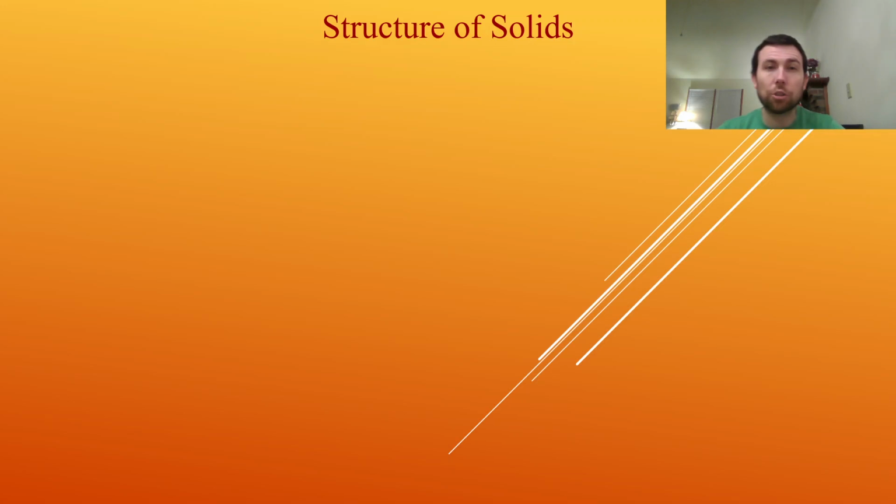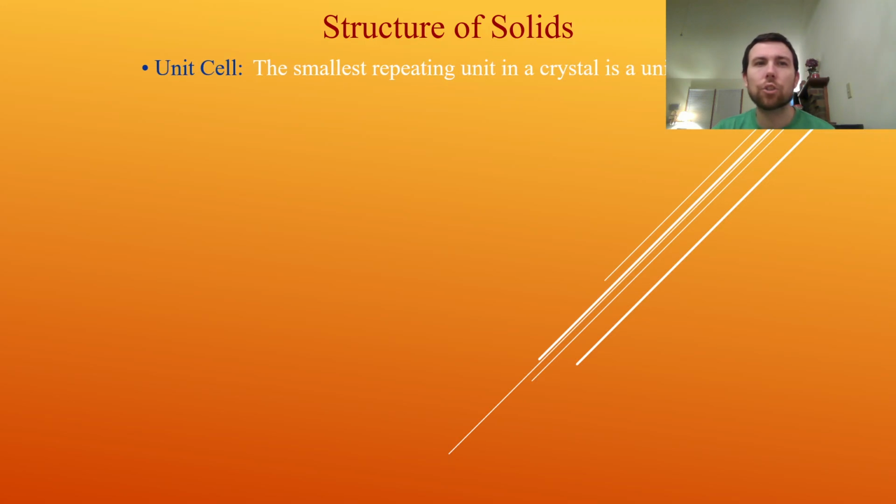All right, let's talk about structure of solids. I'm going to be very quick here because we're going to get into things like unit cells that are not necessarily tested on the AP exam. This is really interesting if you want to learn more about structures of solids. Material science would look at this type of stuff, but it's not super important for us in AP Chem. So unit cell, this is the smallest repeating unit in a crystal structure.